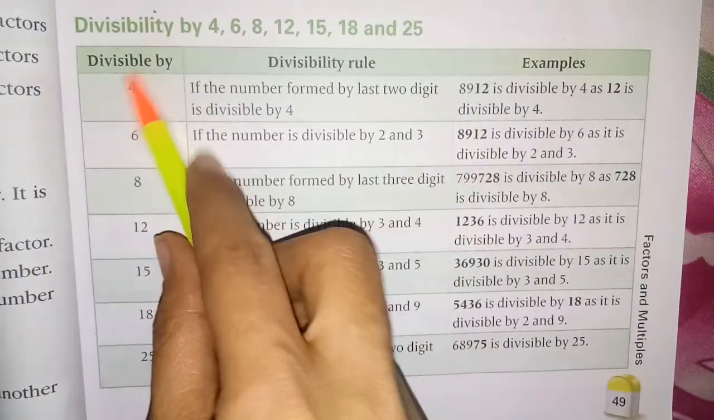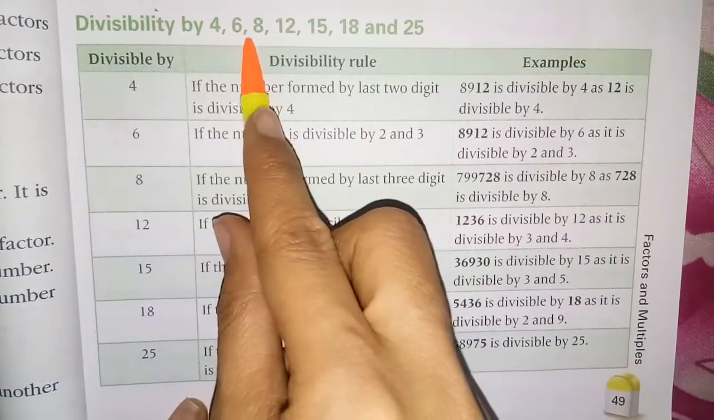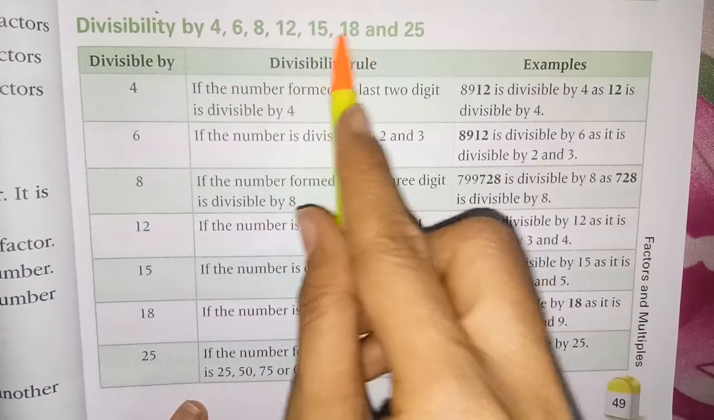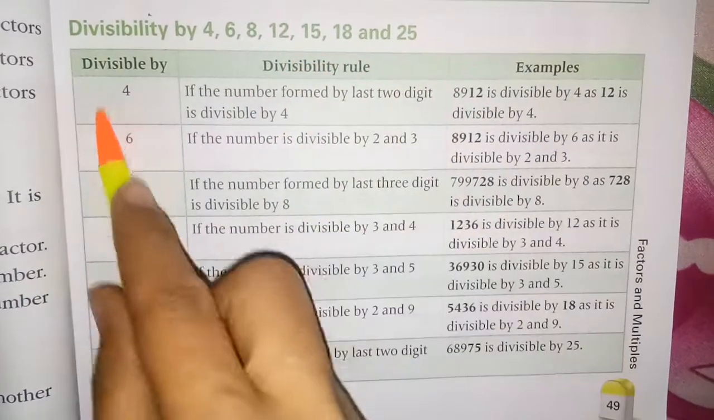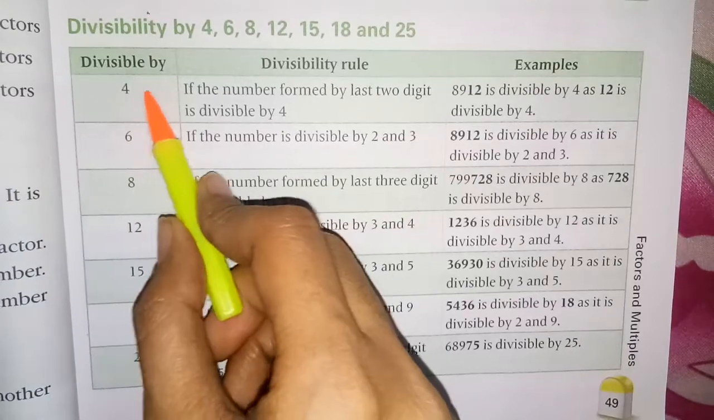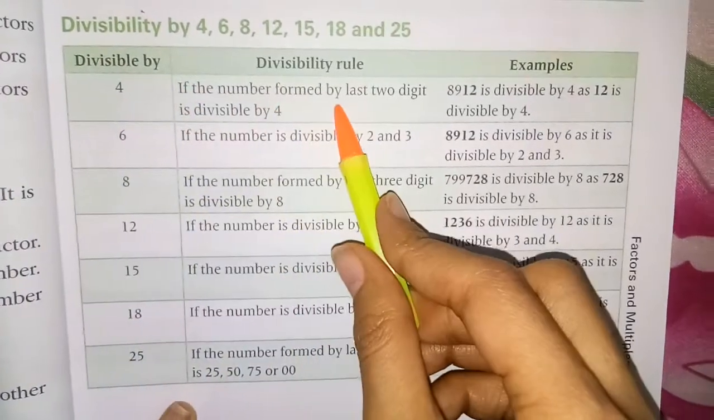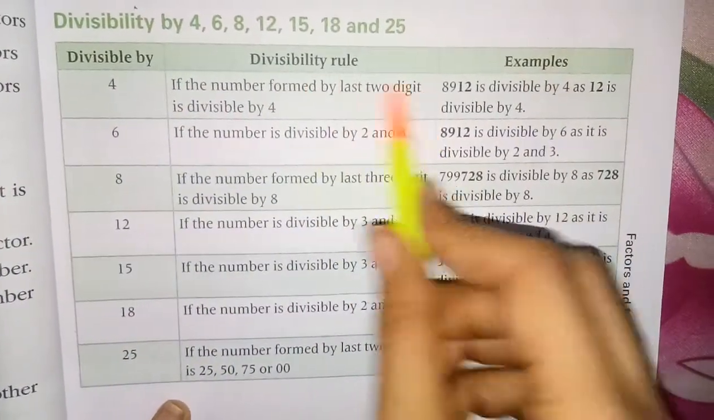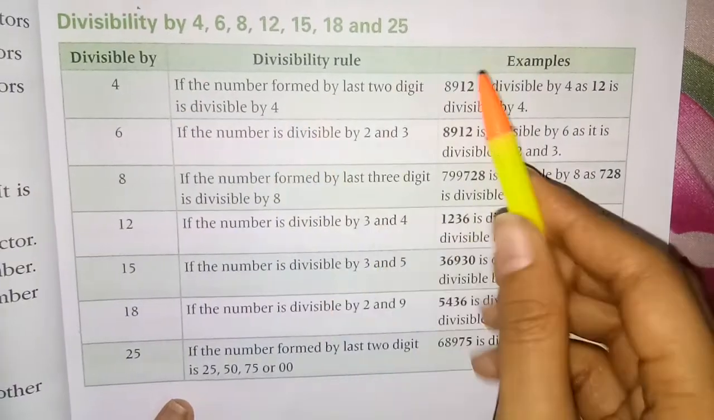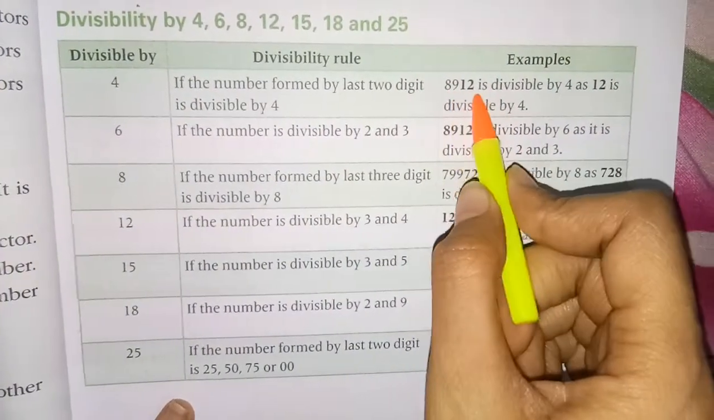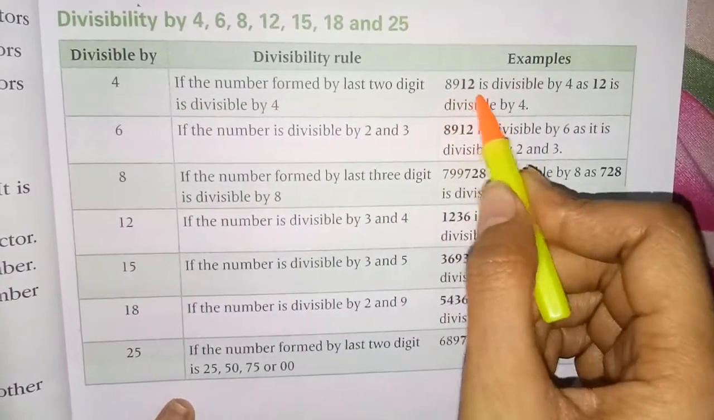Now let's talk about divisibility by 4, 6, 8, 12, 15, 18 and 25. Firstly, let's come to divisibility by 4. If the number formed by the last two digits is divisible by 4, then the number is divisible by 4. Suppose we have this example, 8912.